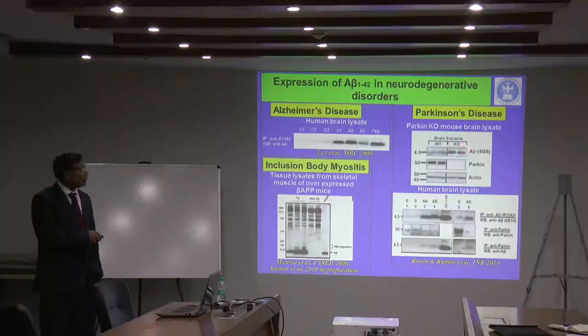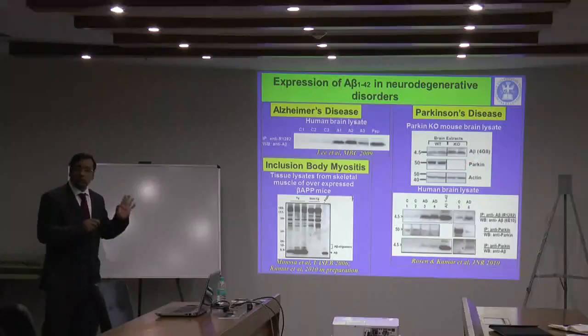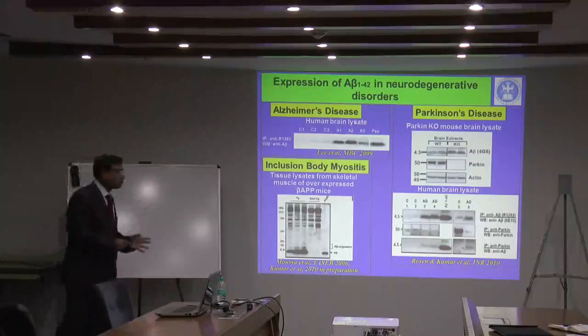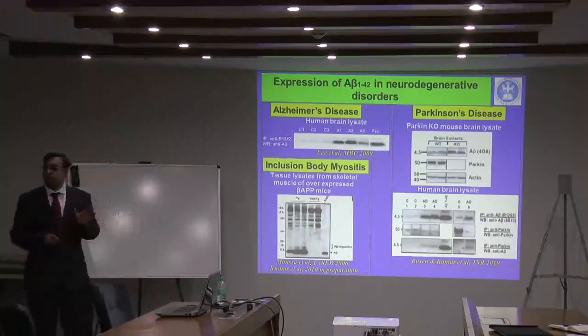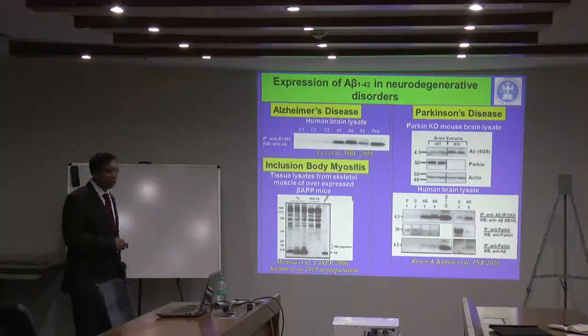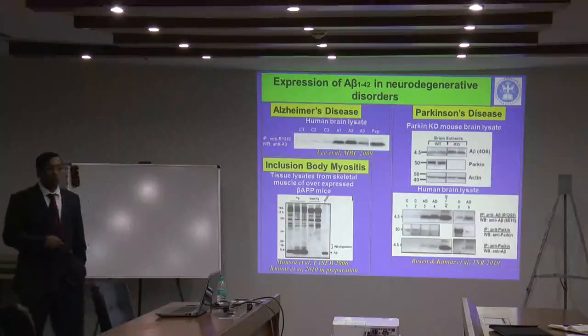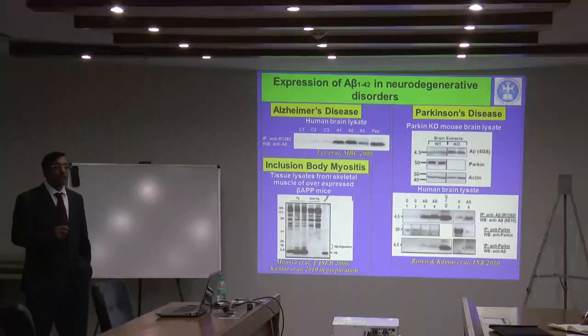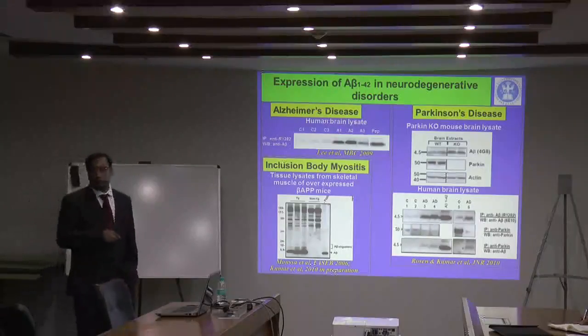No Parkin here, lot of A beta. More Parkin here, no A beta. So we have successfully done this experiment, and there are many other experiments which we have done to prove this point with several IPs and several immunohistochemistry experiments to prove this fact in the animal model as well as in the human autopsy samples.